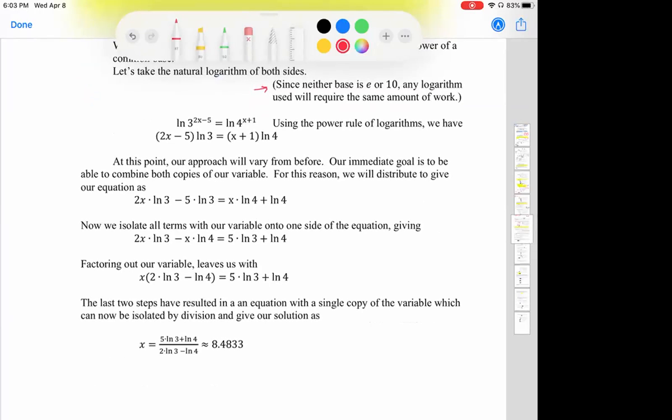Okay, so we want to go ahead and take the ln of both sides. Again, the purpose of this is to take your exponent and move it to the front and multiply it, right? So that we have 2x minus 5 times ln of 3 is equal to x plus 1 times ln of 4. And we want to solve for x. We have a problem. All of our problems in the past have had x on one side. Now we have x's on two sides. So our next move will be to get our x's on one side.